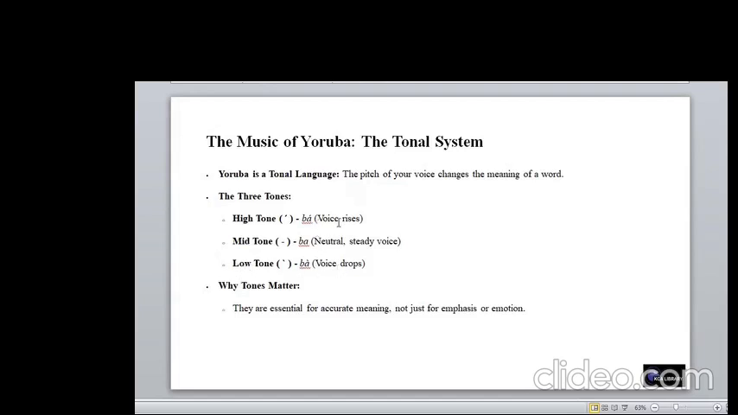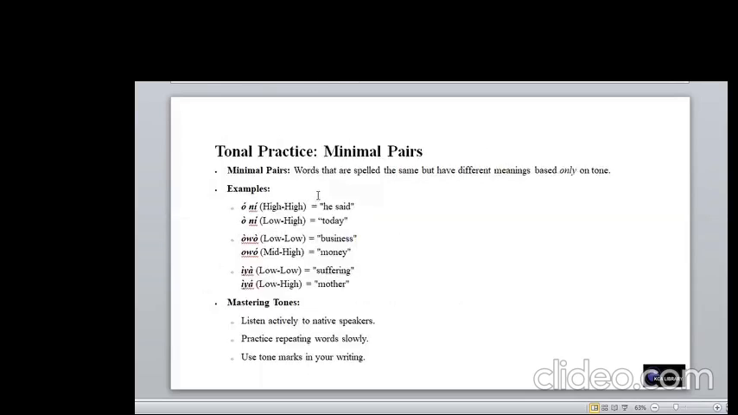So the mi sound is, your voice rises. The mid, your voice is steady and calm. Then for the low tone, do, your voice drops. So tones are essential for accurate meaning and not just for emphasis or emotion. So here are the words to practice.